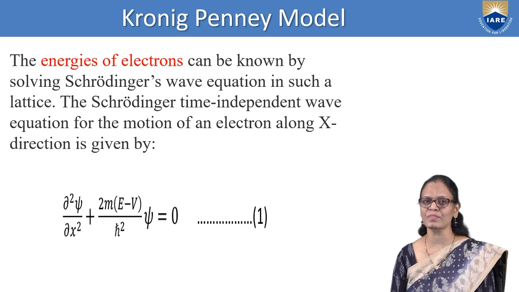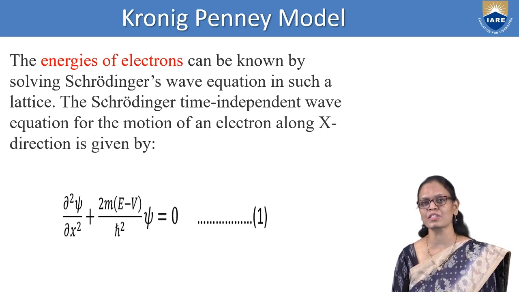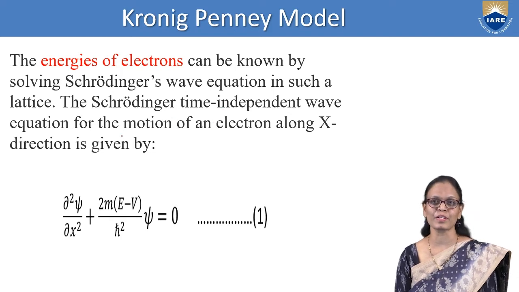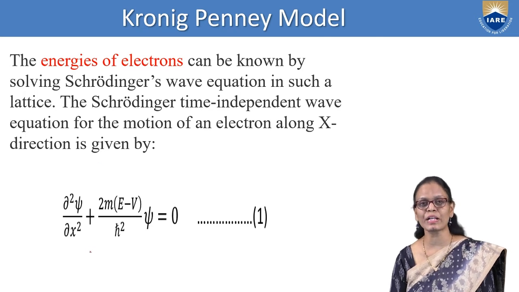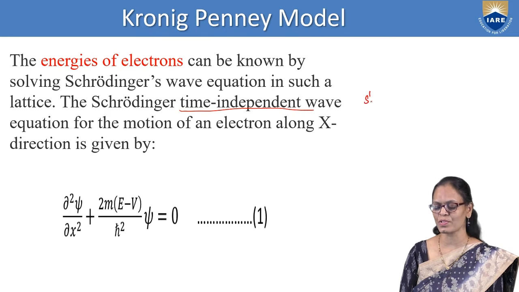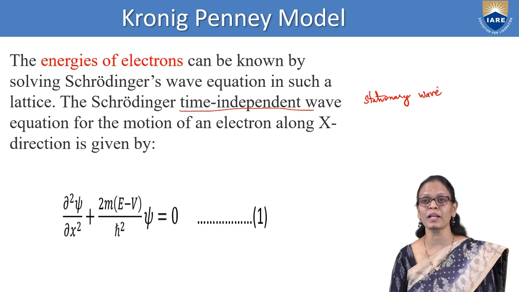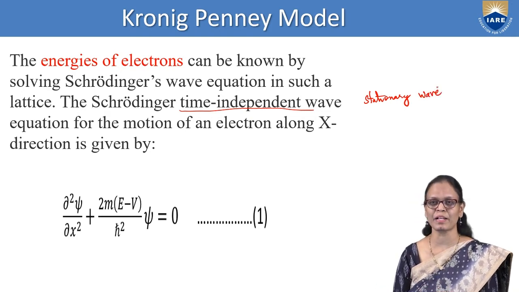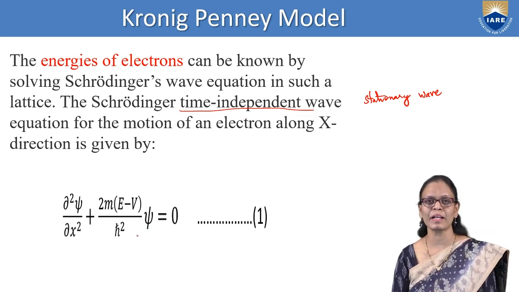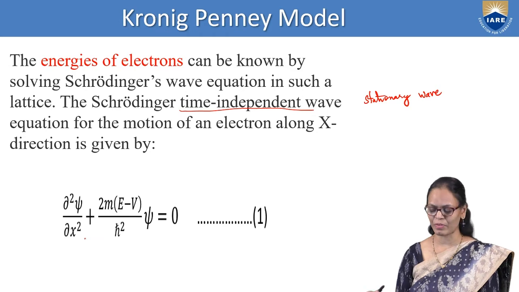Now the energies of these electrons can be known by solving the Schrödinger wave equation. This is a time independent equation for an electron moving along the x direction. That you also need to consider. We are considering the time independent equation in the case of stationary waves. For stationary waves we always use the time independent equation. If they are progressive, then we use the time dependent wave equation. So we are limiting ourselves to the time independent wave equation. So this is the wave equation.